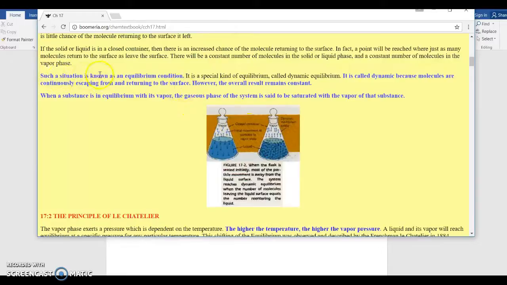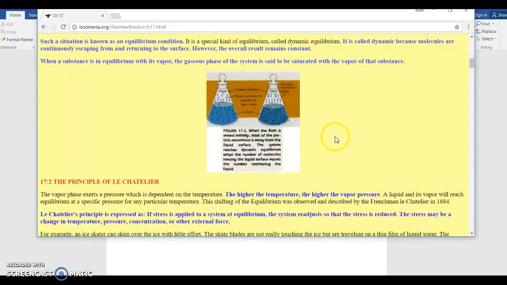And it says such a situation is known as an equilibrium condition. And it says there's a special kind called a dynamic, and it is called a dynamic because molecules are continuously escaping from and returning to the surface. However, the overall result remains constant. Dynamic means that it'll go to gas, return to a liquid, over and over again. So liquid to gas, gas to liquid. It's constantly moving, and that is a type of equilibrium.